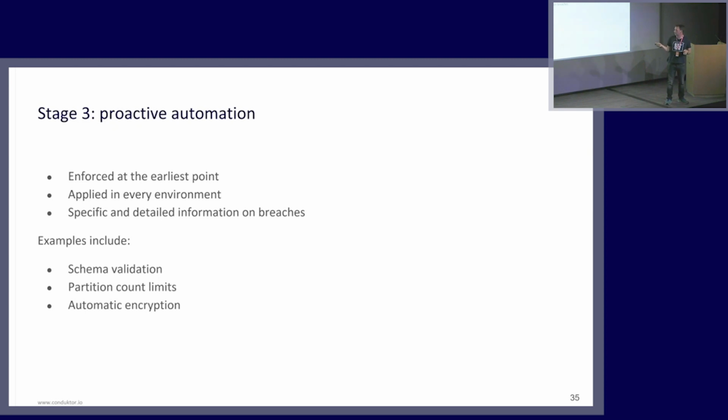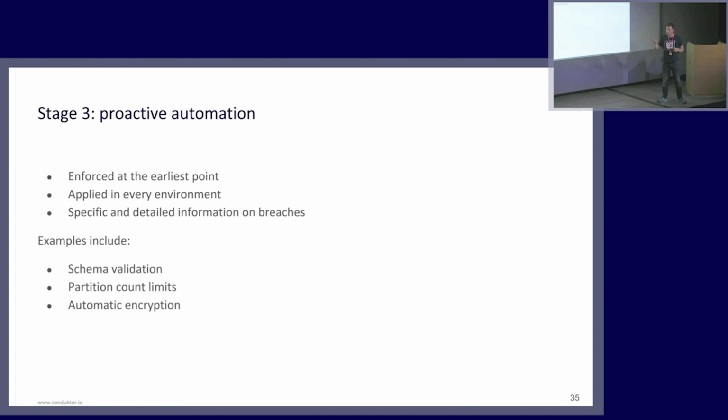I know John touched on schema validation, but it isn't the only one. There are a couple more examples. There are tons of these, and they can be customized to your specific organization's needs. John touched on partition count limits. That's also a good one to have. Don't let somebody come in and create a topic with 10,000 partitions. Or more subtle ones that we'll go into a bit later, like auto encryption and things like that.